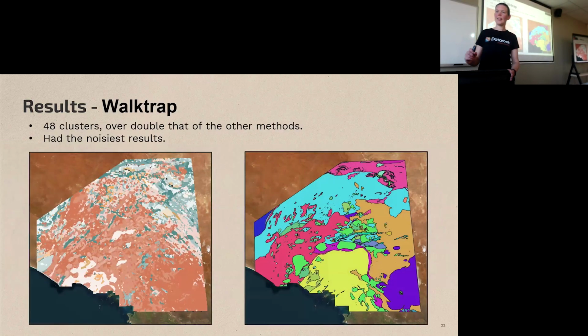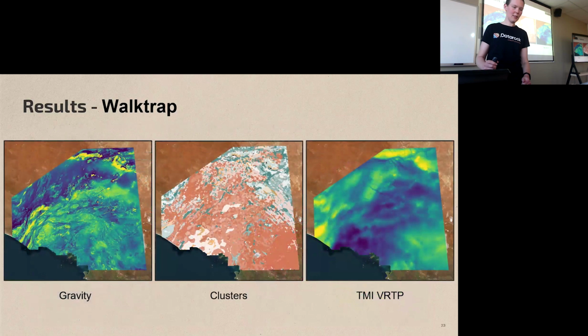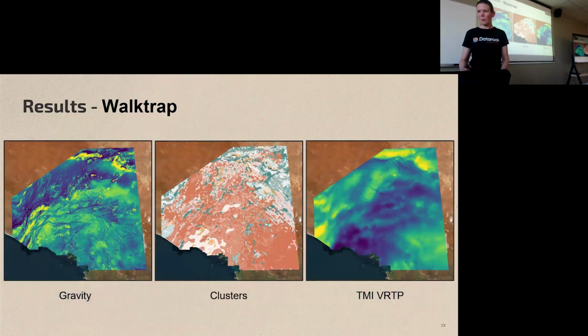Going on to the Walktrap, in this case we had 48 clusters, which was over double what any of the other methods produced, and therefore these results were really quite noisy. Comparing it to the geophysics is a little bit hard. There are 48 clusters and 48 different colors in that middle image, and some of them are so close it's quite hard to tell apart. Basically this is a very, very noisy result compared to the other methods, and generally we figured it was the worst of the methods we tested here.